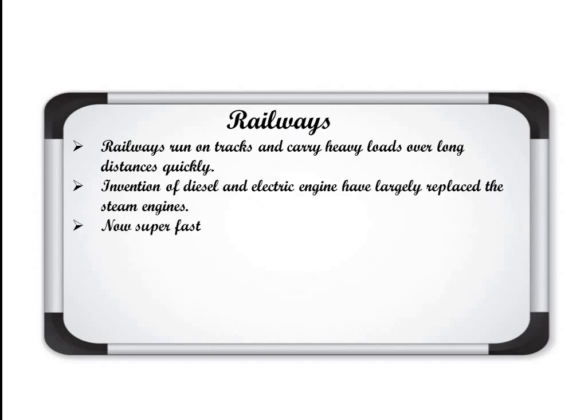Invention of diesel and electric engines have largely replaced the steam engines. In the beginning, the engines basically found there were the steam engines or the coal engines. But now that place has been taken by diesel and electric engines. Now, super fast trains have made the journey faster. The super fast trains are really useful to cover distances very soon.